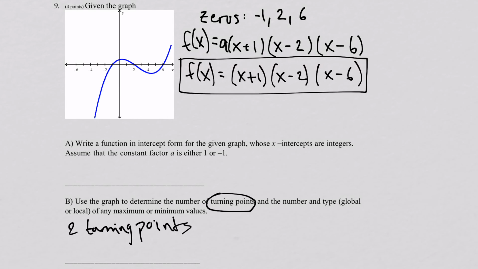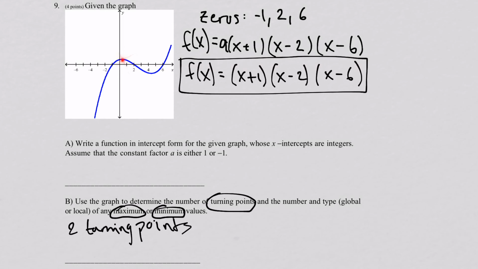Okay, the next is what are the types, how many and what are the types of maximums or minimum values? Maximums are bumps, minimums are dips, right? Bumps and dips is what you're looking for. There is one bump that I see, and there's one dip. This is a maximum, this is a minimum. The type is global or local.